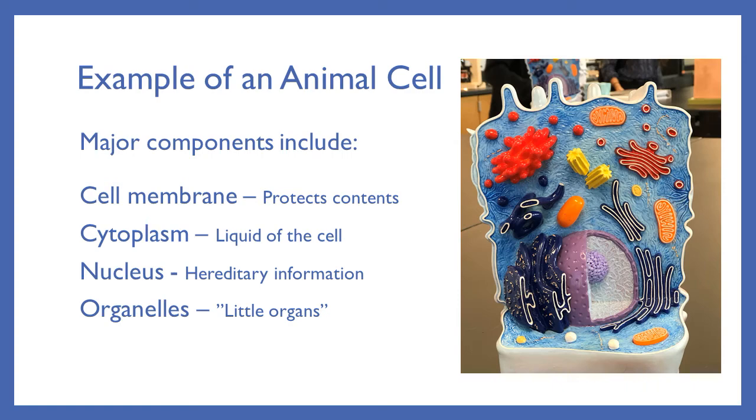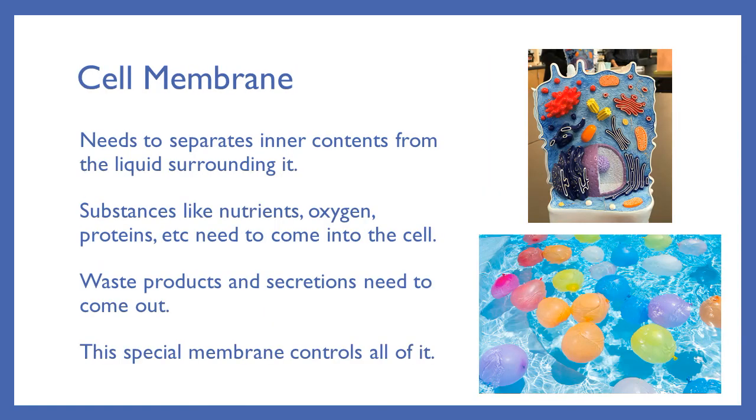But first, let's start with the cell membrane. The membrane around the cell needs to separate the inner contents of the cell from the liquid surrounding it. It's a lot like a water balloon floating in a pool. There's water inside of the balloon and there's water outside, but we want to keep those separate. Substances like nutrients, oxygen, and proteins do need a way to come into the cell, though. We don't want to block those out. Waste products and secretions that we're producing inside of that cell, we also want to get rid of those. So this special membrane has to keep some things in, let some things out, and basically act as a gatekeeper.